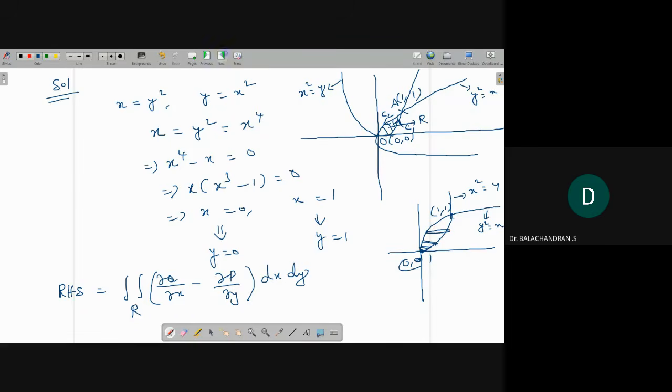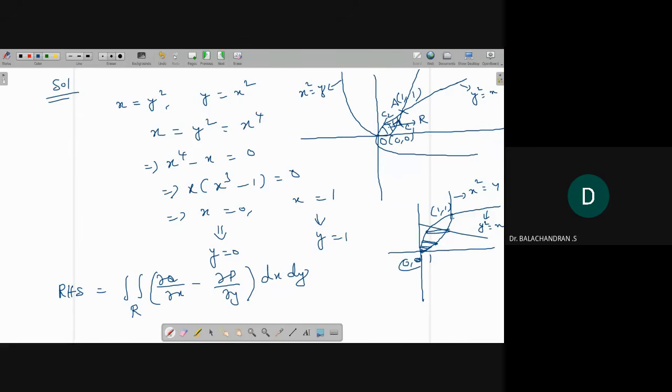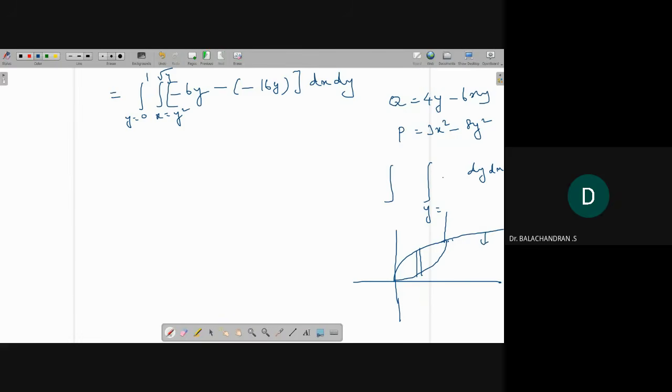Again I will draw the diagram here. Instead of taking the strip horizontally, you should take it vertical. So this is the curve, y square equal to x. This is x square equal to y. Then y goes from x square to root x. Y equal to root x, so root x to x square.